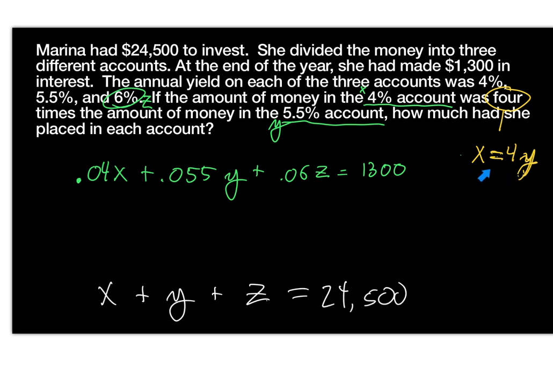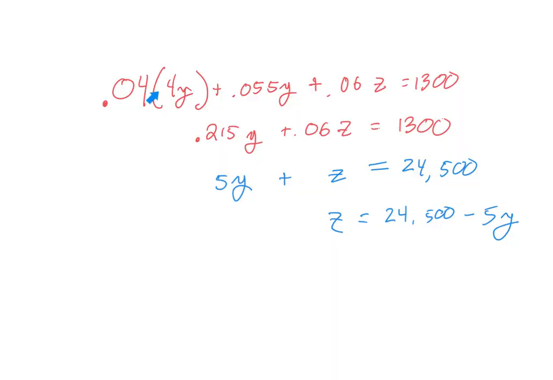But over here we have this one other notice. The 4% account was 4 times the amount in the 5.5% account. So X, the 4% account, is or was, when you're thinking about translations, was is past tense of is, and is equals, which means was is also equals 4, so the X equals 4Y. Now, I can take that and plug it into the equations.